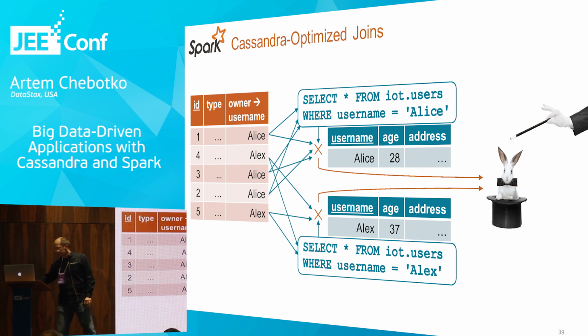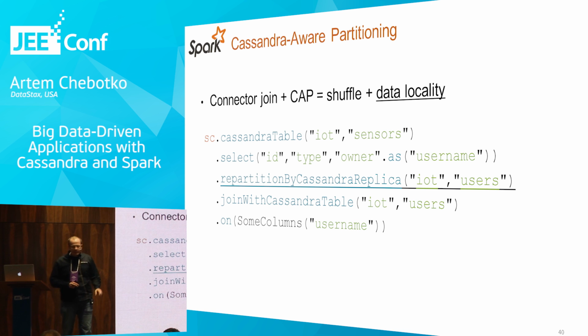There is no data locality. So it's almost like one shuffle. Okay, so the last trick with a join is I can get one shuffle, but I can keep my data locality. And that is done with this transformation, repartitionByCassandraReplica.